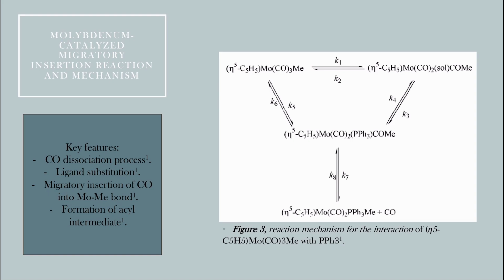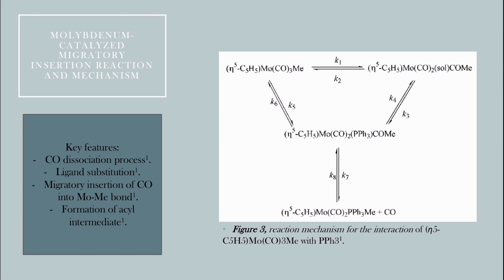The reaction I'll be focusing on is a molybdenum catalyzed migratory insertion process. The starting reactant seen in Figure 3 is a classic organometallic compound containing a cyclopentadienyl ligand, 3 carbonyls, and a methyl group. The mechanism involves multiple equilibrium steps denoted by rate constants K1 through K8.